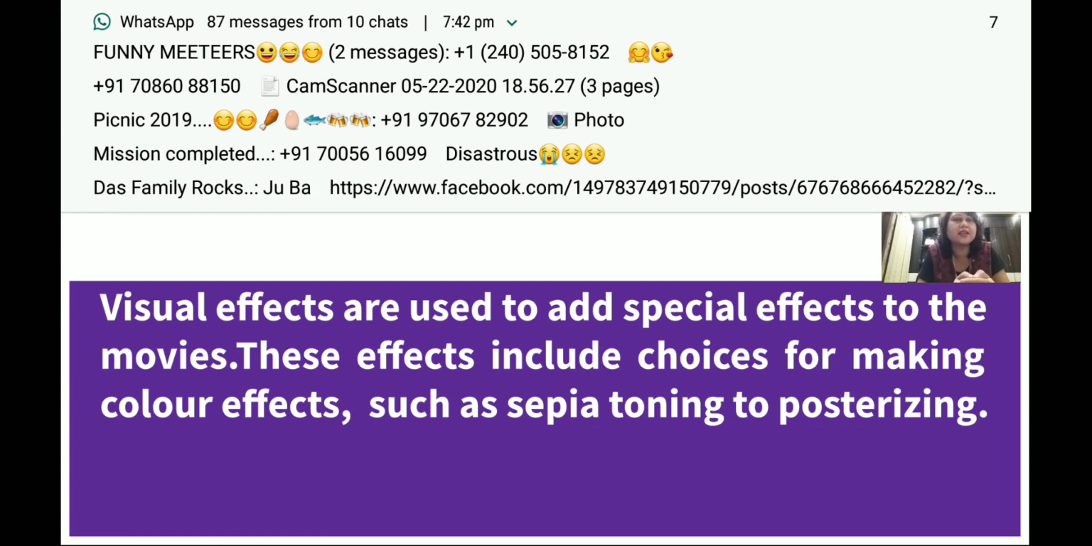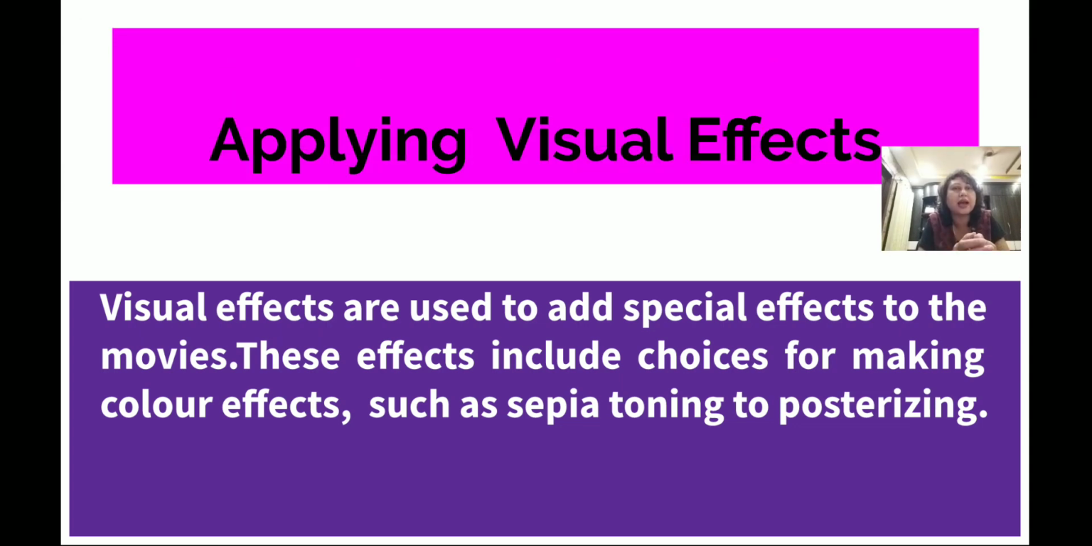These effects include choices for making color effects, so you can put different colors here, such as sepia toning to posterizing. These effects include choices for making color, as we have in our smartphones also, how we can apply different colors to our images according to the mood and so on. The same thing is known as visual effects.